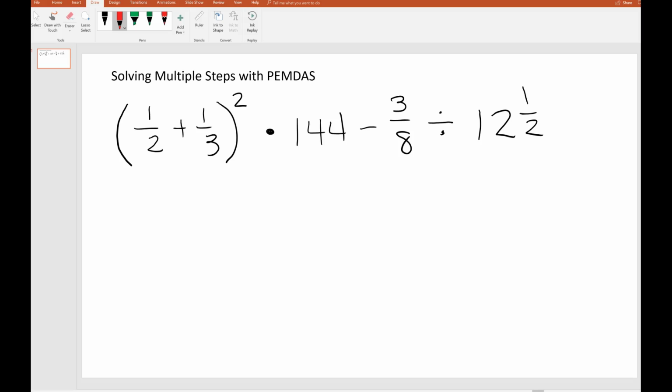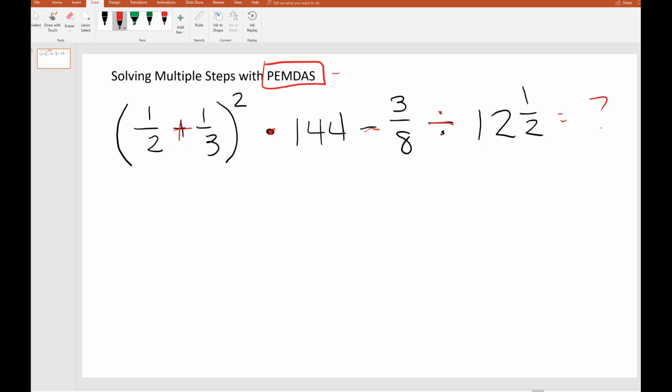Solving multiple steps with PEMDAS. When we have addition, multiplication, subtraction, division, all in the same problem, and then we're asked what it all equals to, we need to step back and make sure we've taken a moment to do PEMDAS.